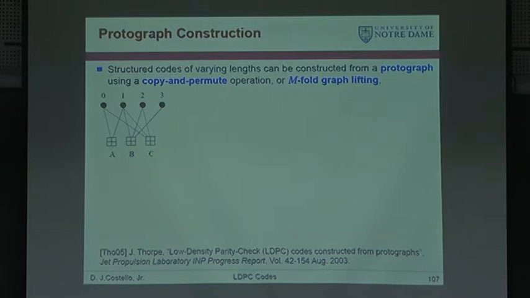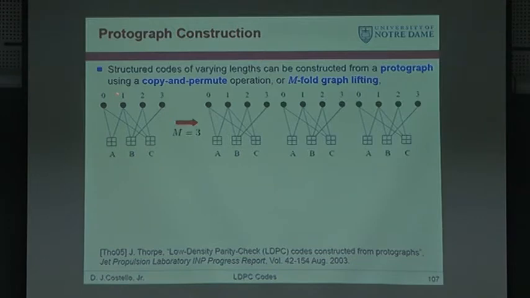Here we have 3 check nodes and 4 variable nodes. And then you do a copy and permute operation. Copy just means you replicate the thing, say 3 times in this case. This is the m by m size of the permutation matrix that we wind up substituting into these base matrices.